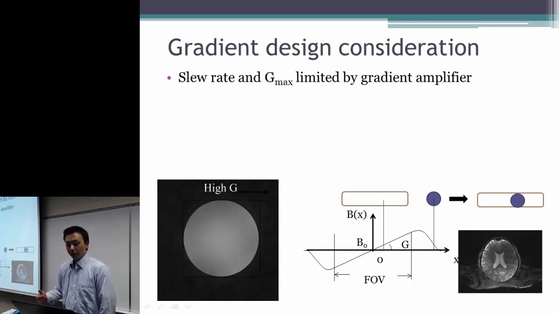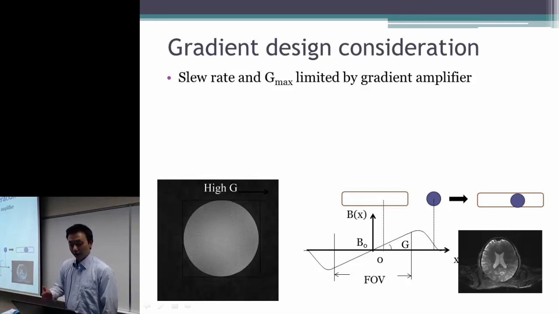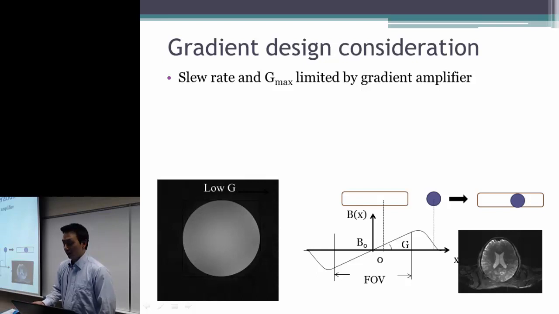So when designing the gradients, we need to have some of these considerations. So first thing is that we need to understand the maximum slew rate and the maximum value of the gradient that we can use given the current scanner. So when we are writing the sequence, we need to set the timing of the sequence so that the slew rate or the gradient amplitudes will not exceed the limit.